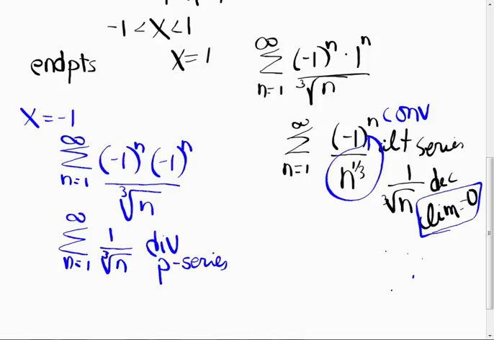So the answer is, the radius is what? That's this. That's 1. And the interval, let's see, -1 didn't work, right? But 1 did. And that's your answer.